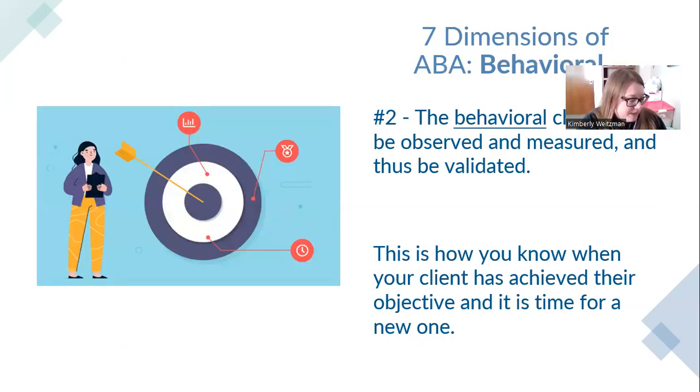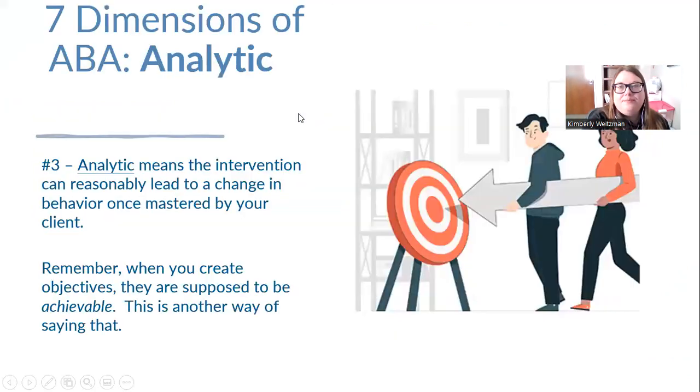Also, it needs to be behavioral, showing that it is observed and measured and can be validated. So this is how you know that your client has achieved their objective and it's time for a new one. So this behavioral dimension of ABA is a lot of the reason why we're asking you to write objectives that are measurable, achievable, and time specific. We want to know that your client has achieved this so we can move on to the next one. So we can, again, see how many times the behavior has occurred, how long it lasted. We can count it, you can measure it.